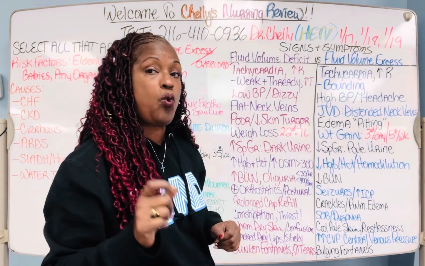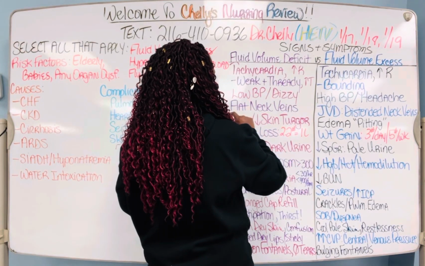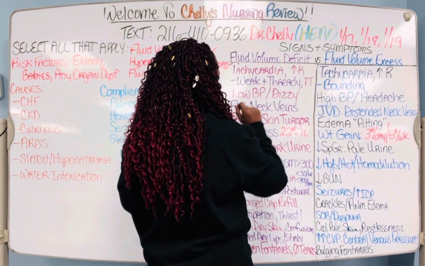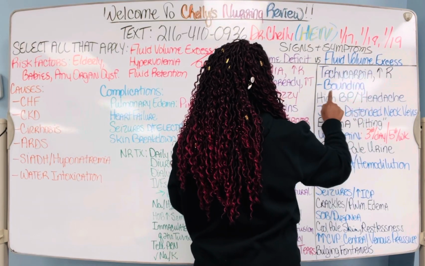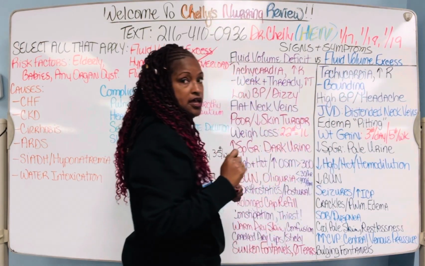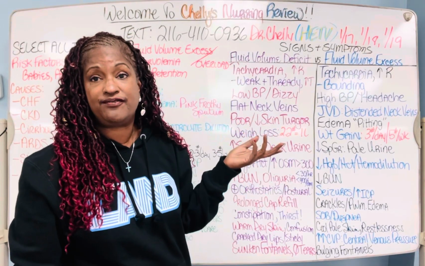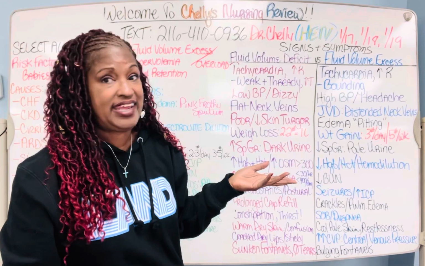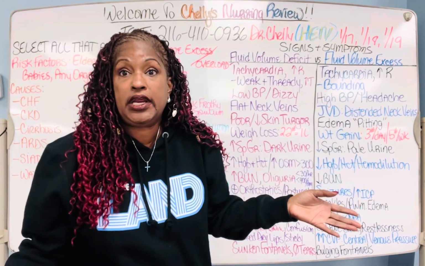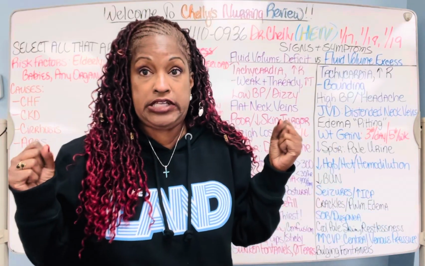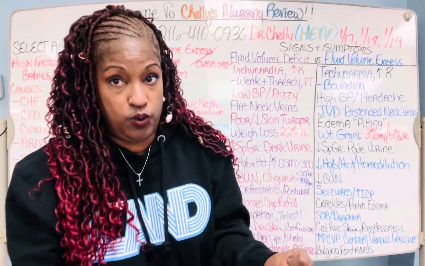Now let's look at the quality of the pulse. The quality of the pulse for fluid volume deficit is weak and thready. The quality of the pulse for fluid volume excess is bounding. Very different. When I tell you something's weak and thready, I can barely find their vein because there's hardly any fluid in any of their vessels. This one, there's so much fluid in their vessels, it takes a lot of work on the heart to get that fluid through.